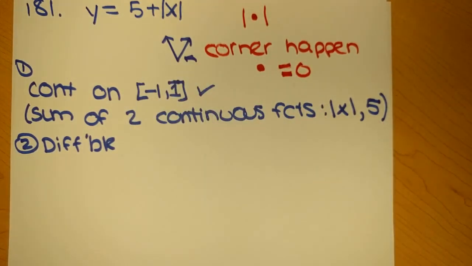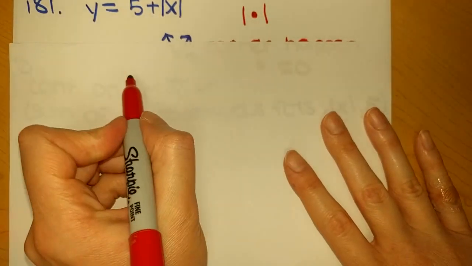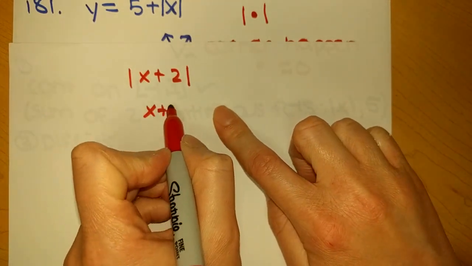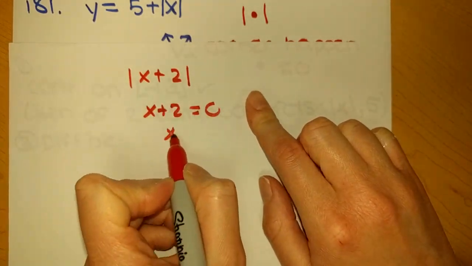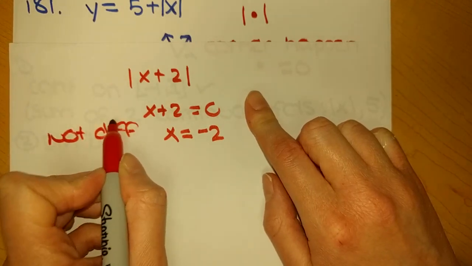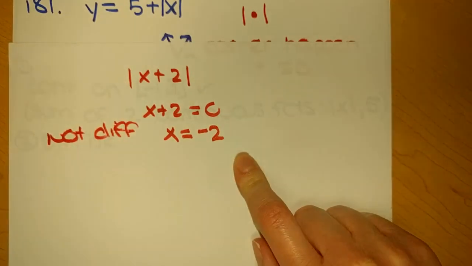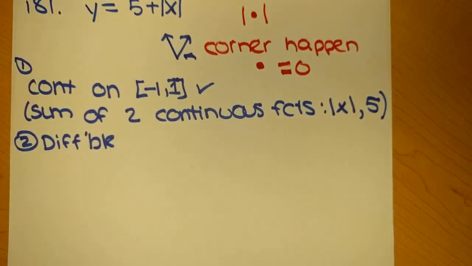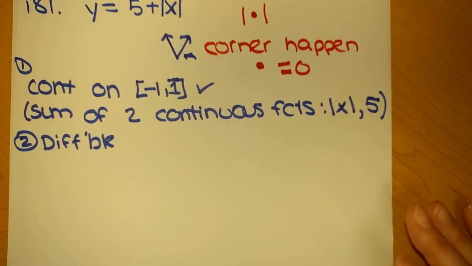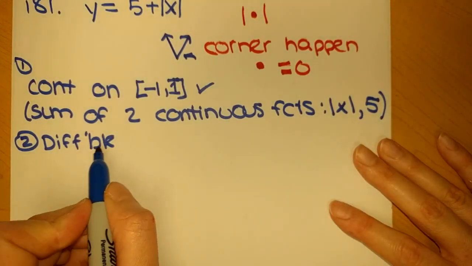So just as a quick side note, and this is not related to this question, if I had the absolute value of x plus 2, the corner is going to happen when x plus 2 is equal to 0. So you would say that it's not differentiable at x equals negative 2. Now in this case, we know that the corner happens at x equals 0 because we have seen the absolute value of x function before.